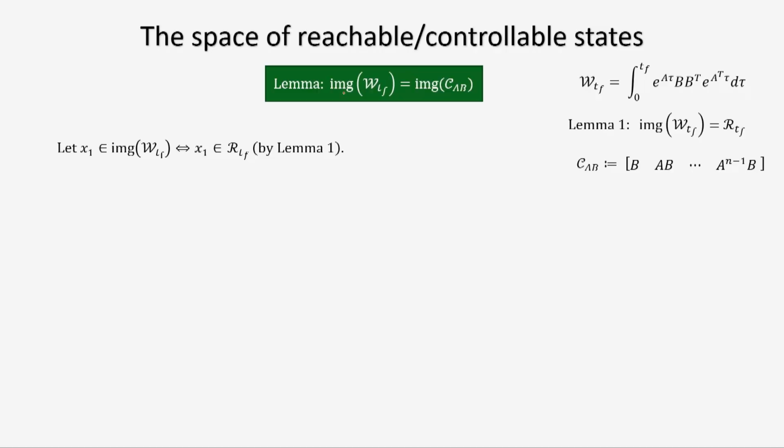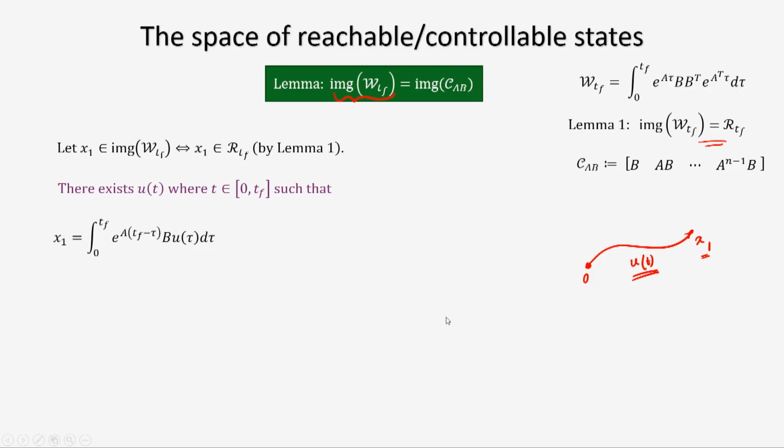So, suppose x1 is in the image of W(tf). Okay. If x1 is in the image of W(tf), we know by this lemma that x1 is in the reachable set, the reachable states. Now, what is a reachable state? A reachable state is any state which is reachable from 0. So, from 0 to that state I can reach, that means I can find a u(t) that will take me from 0 to that state. Okay. So, from 0 I can go to x1, which means that there is an input here which has to satisfy this equation, because where is this equation coming from? This is coming from this equation.